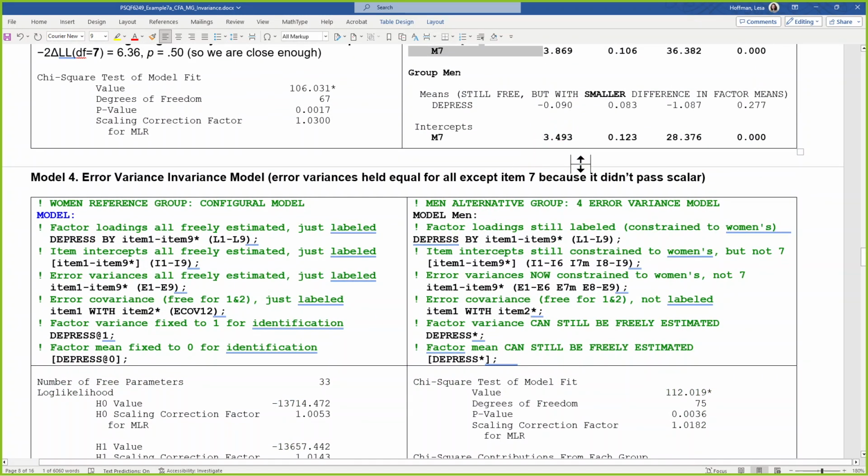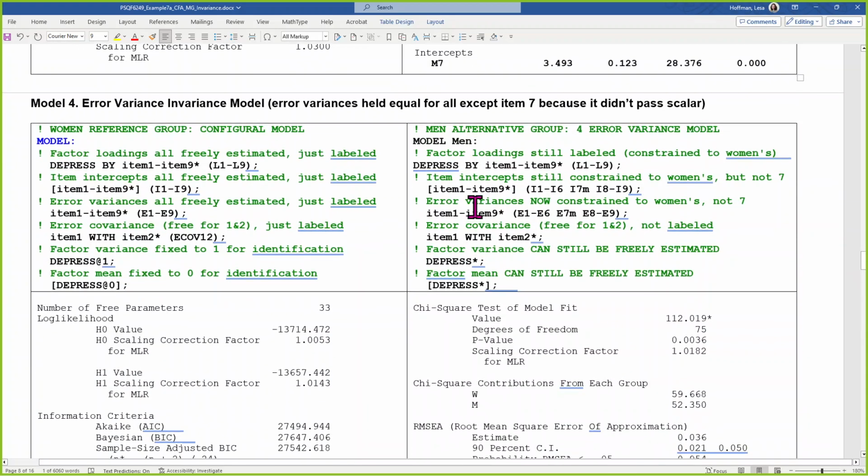So since item 7 is essentially out of the tournament, we're not going to test its residual variance. You could, but traditionally you leave that part out. If it fails, it's done with the thing. I sometimes break that rule if I don't have very many items and I'm trying to hang on to as much invariance as I possibly can.